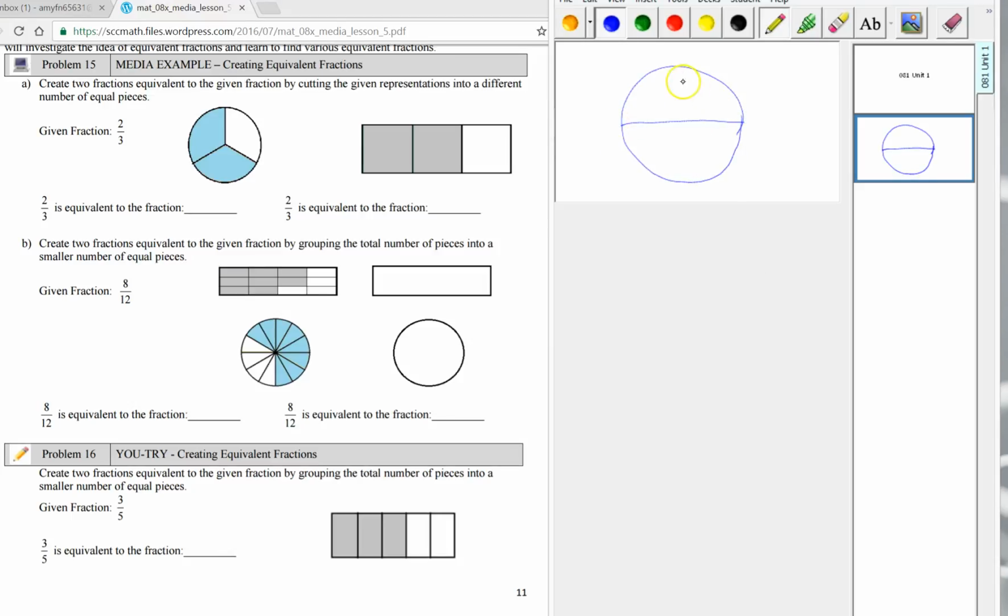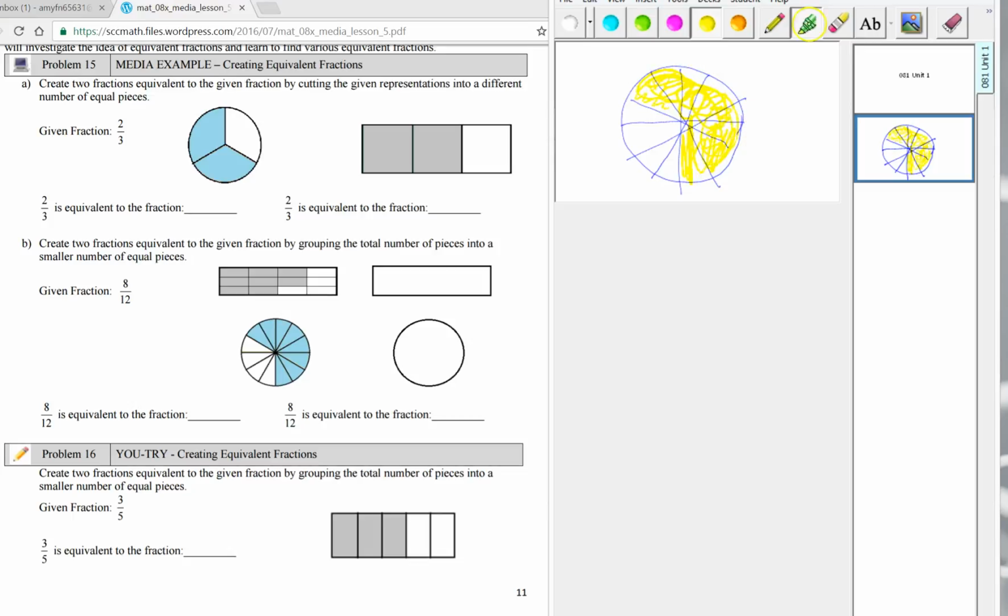Thankfully I worked at Pizza Hut, so I know how to cut something into 12 pieces. There we go. Okay. Now we have 8 of them shaded. Set the highlighter, 2, 3, 4, 5, 6, 7, 8.